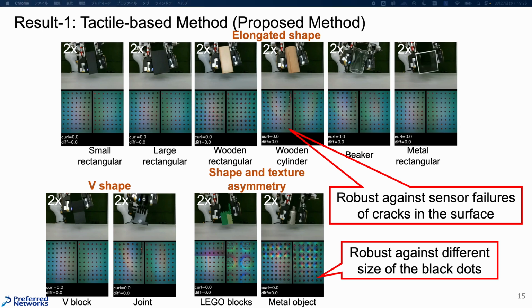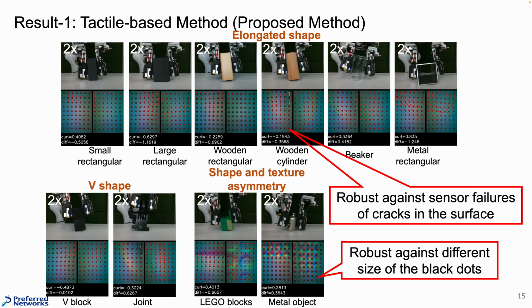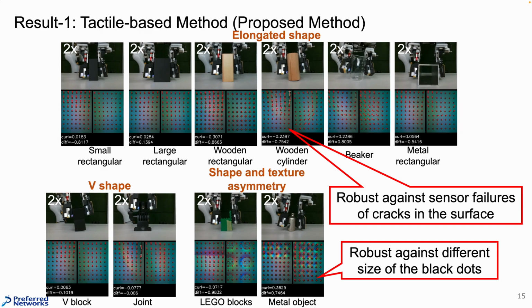The tactile-based method achieved high accuracy for a variety of objects. Additionally, the method was also robust against cracks in the surface of the sensor and manufacturing differences in the size and shape of the black dots.